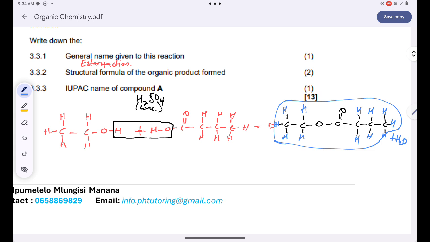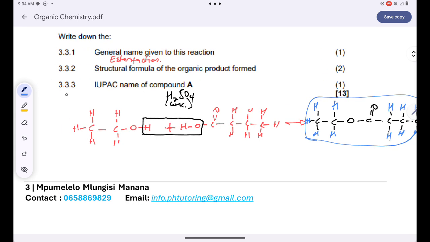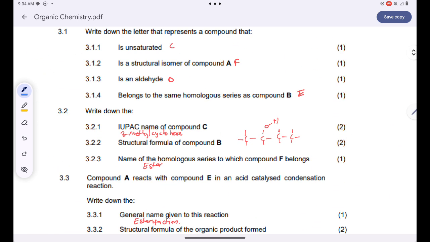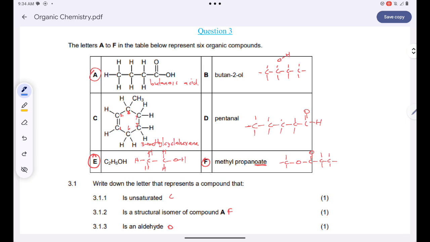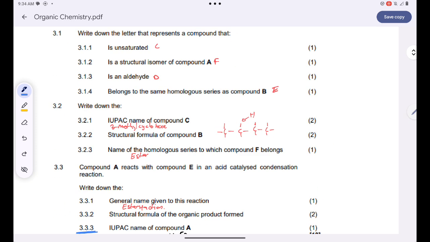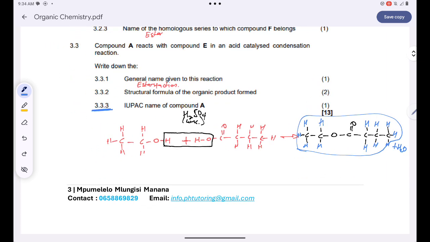Okay, so now let's answer question 3.3.3. They want us to write the IUPAC name of compound A. Compound A is butanoic acid. It's a carboxylic acid that has 4 carbons. So the prefix should be butan, and obviously the suffix is oic acid. So the name is just butanoic acid.